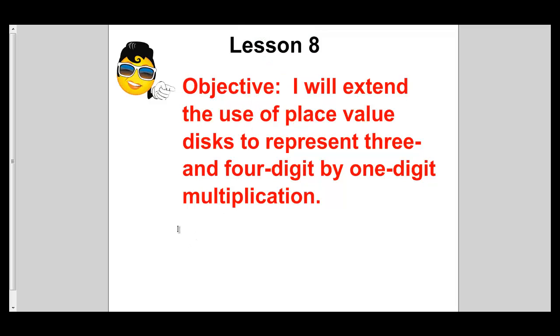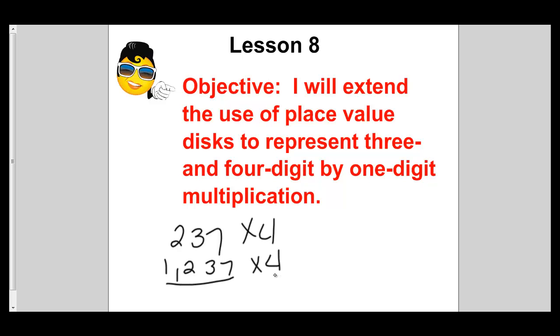So you may have something like 237 times 4, so that's going to be 3 digit times 1 digit, or you may even have up to something like 1,237 times 4. So that's going to be 4 digit times 1 digit. So that's what we're going to work on today.